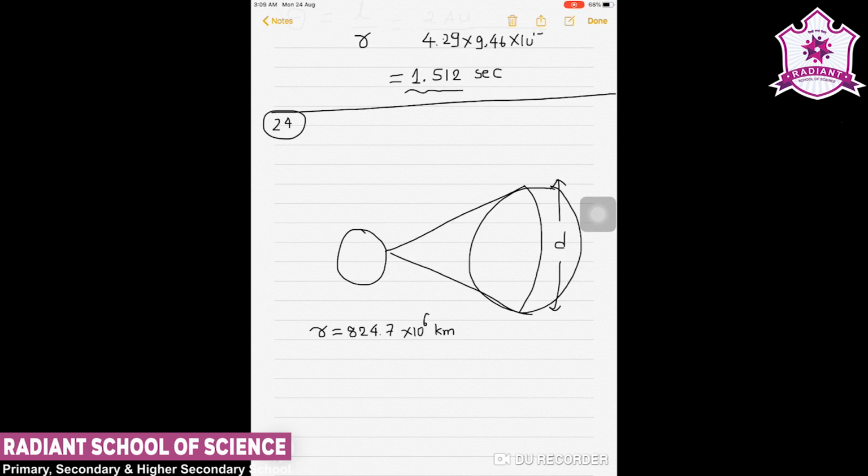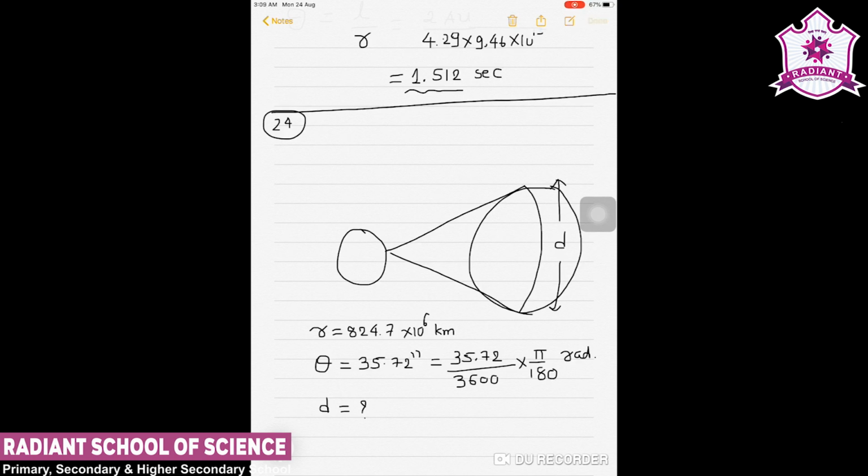Second, they have given us theta. So theta is provided, and that is 35.72 second, that is 35.72 divided by 3600 into pi upon 180. So this will be converted into radian, so it will be in radian. And now we have to find out the diameter D.